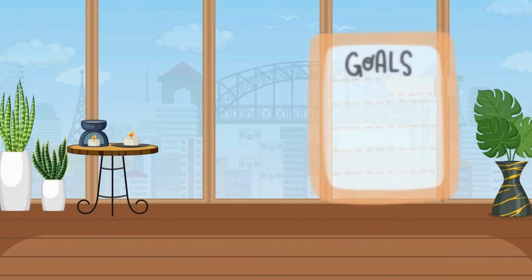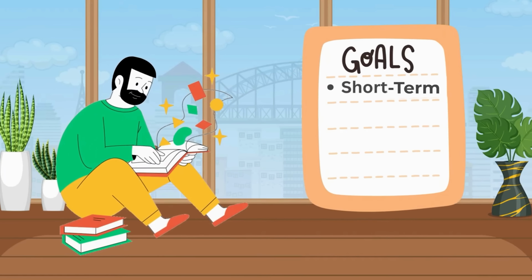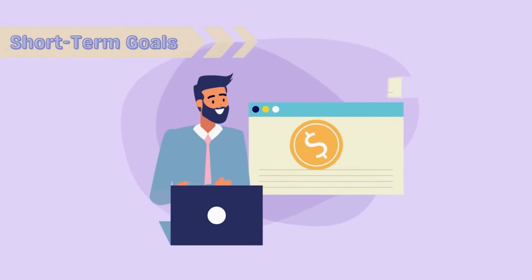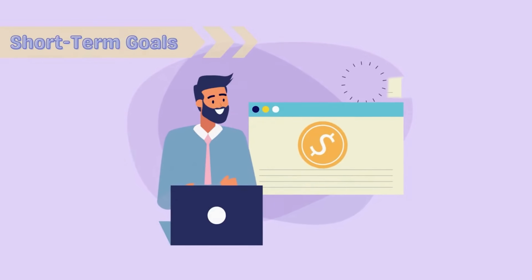So when we're setting these financial goals, we also want to think about them in terms of short-term goals, medium-term goals, and long-term goals. Short-term goals are goals that are going to be less than a year long. This would include things like saving up for an emergency fund, buying a new phone, buying a new laptop, or paying off a small debt.